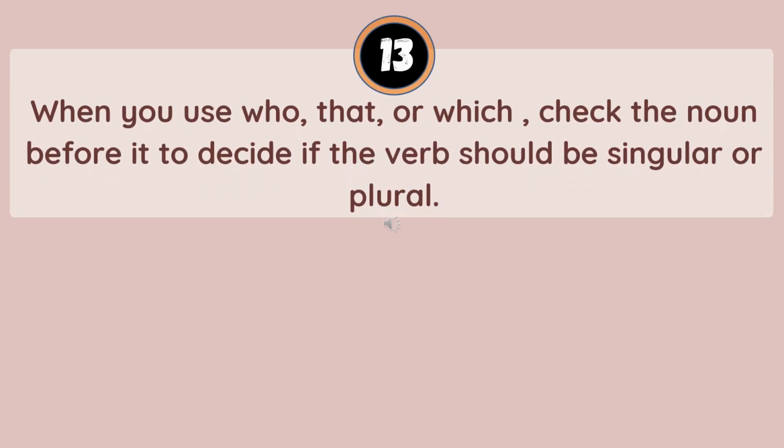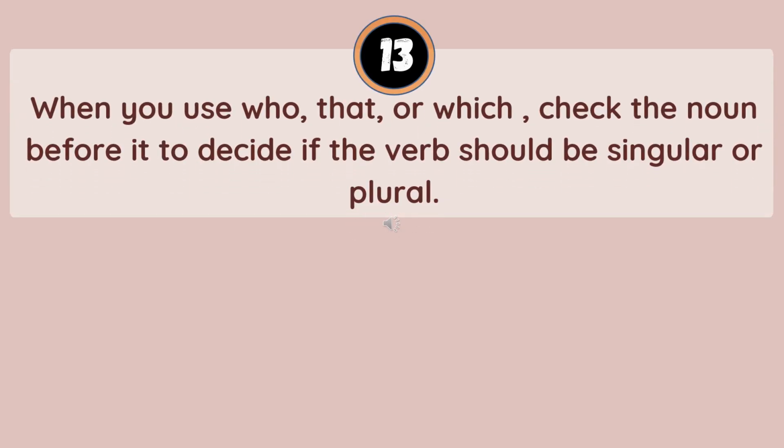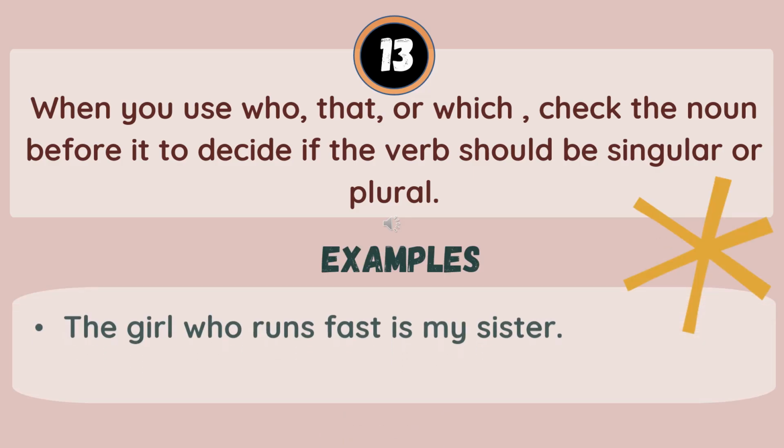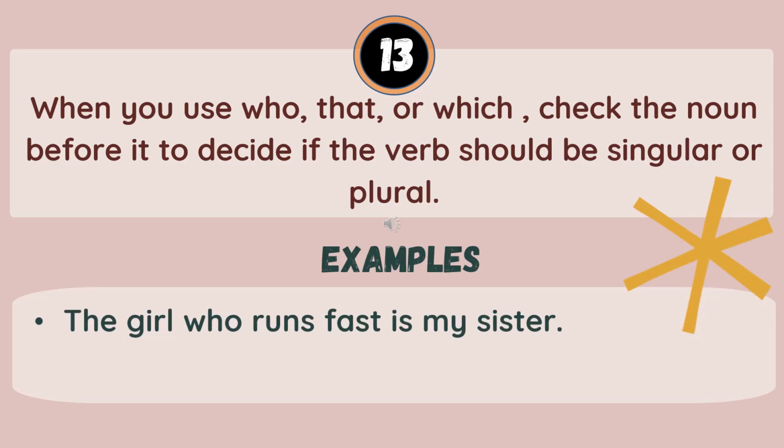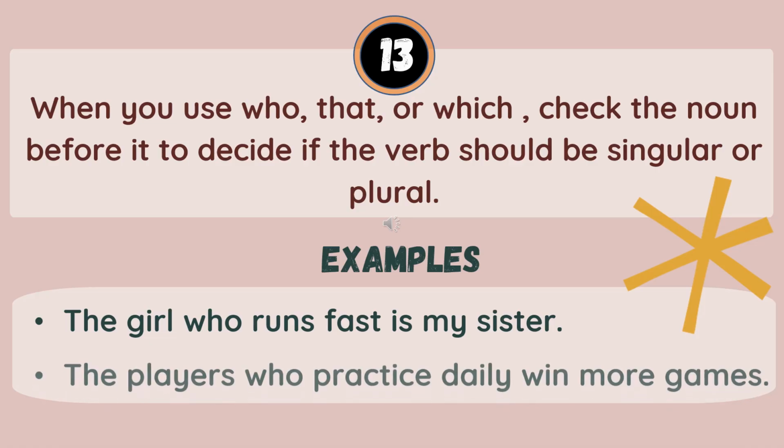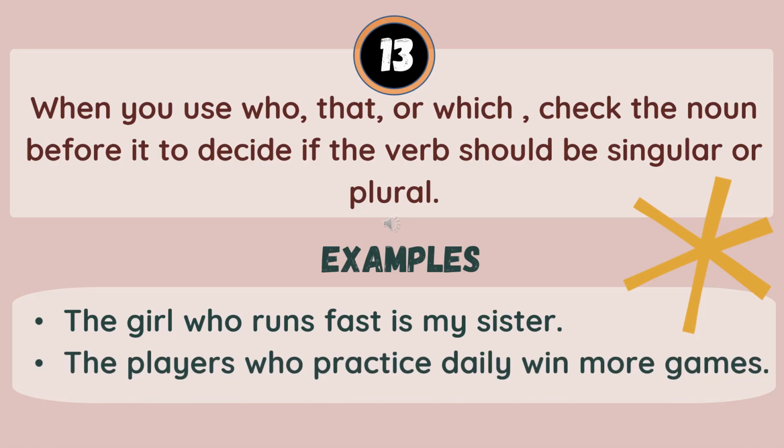When using who, that, or which, the verb must match the noun that comes before the pronoun. Examples: the girl who runs fast is my sister. The verb runs agrees with girl, singular. The players who practice daily win more games. The verb practice agrees with players, plural. Here's the trick: find the noun right before who, that, which. That's what the verb must match.